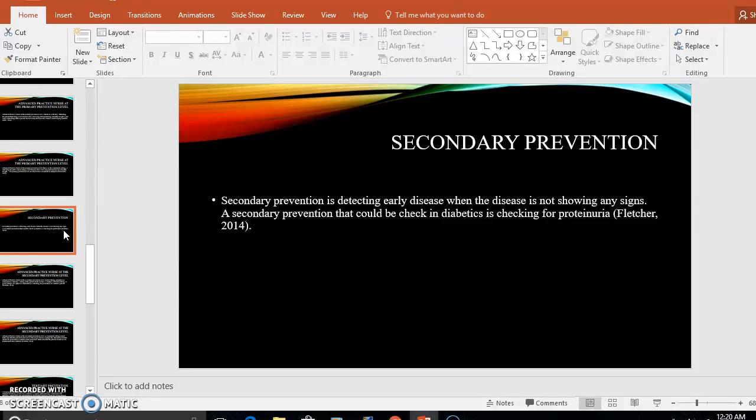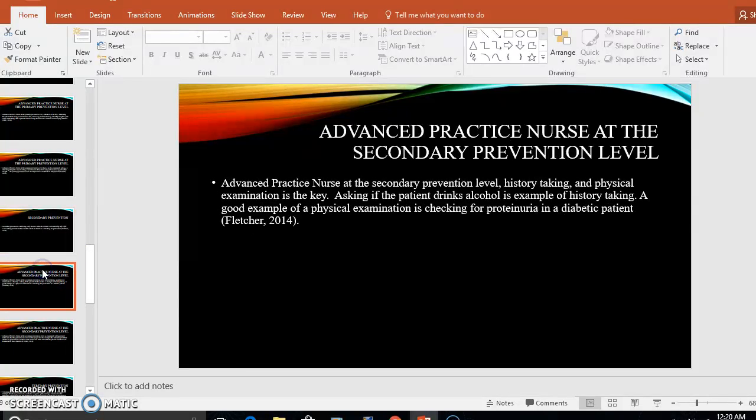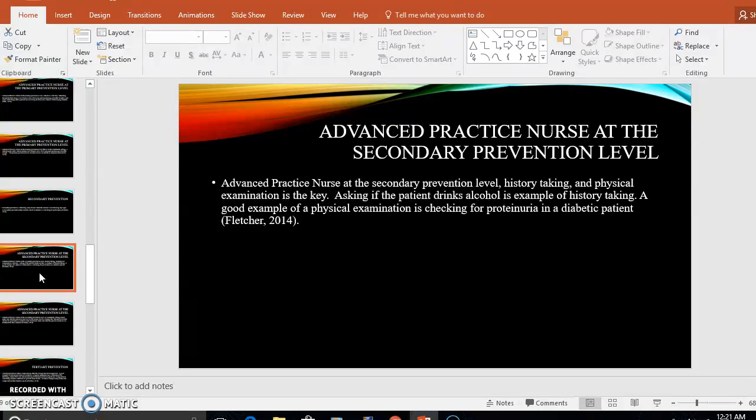Secondary prevention. Secondary prevention is detecting early disease when the disease is not showing any signs. The advanced practice nurse at the secondary prevention level will ask the patient about their eating habits, see if they drink any alcohol, see if they get any physical activity, and what kind of diet they are on.